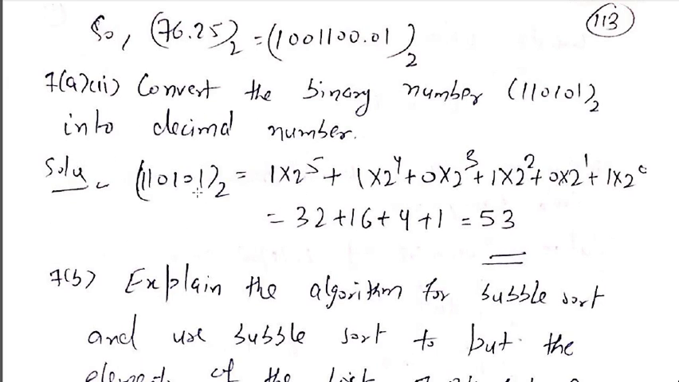Now the second part is convert the binary number 110101 into a decimal number. Here this 1 is the coefficient of 2 raised to power 0. This is the coefficient of 2 raised to power 1. This is the coefficient of 2 square. This is the coefficient of 2 cube. 1 is the coefficient of 2 raised to power 4, and the first 1 is the coefficient of 2 raised to power 5. So it will be 1 into 2 raised to power 5 plus 1 into 2 raised to power 4 plus 0 into 2 cube plus 1 into 2 square plus 0 into 2 raised to power 1 plus 1 into 2 raised to power 0. After calculation, its representation in decimal form is 53.